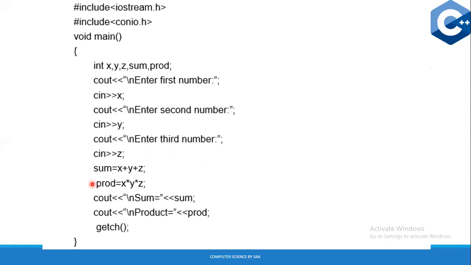After getting the values, we have to perform their addition and their multiplication. So here is a formula for the addition. Sum is equal to x plus y plus z, and in the end a semicolon. Then for multiplication, product is equal to x multiplied by y multiplied by z. This statement again ends with a semicolon.